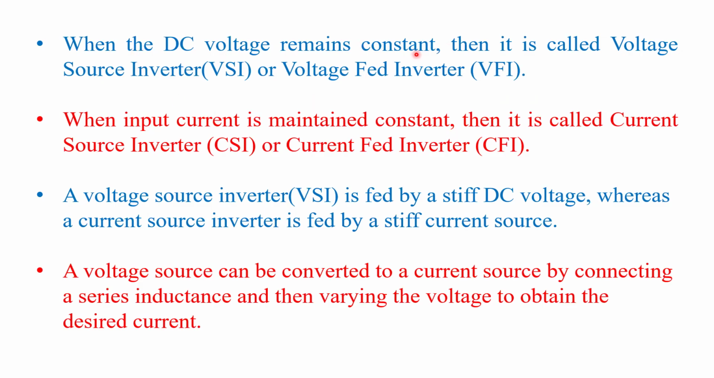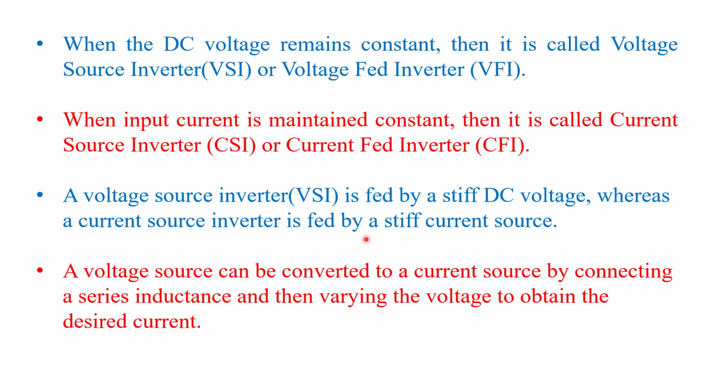When the DC voltage remains constant at the input side, then this voltage source inverter is called VSI, or also called voltage feed inverter. Next is, when the input current remains constant at the input side, that type of inverter is called CSI or current source inverter. This is also known as current feed inverter. Next is, in case of voltage source, we feed a stiff DC voltage or constant DC voltage at the input side.